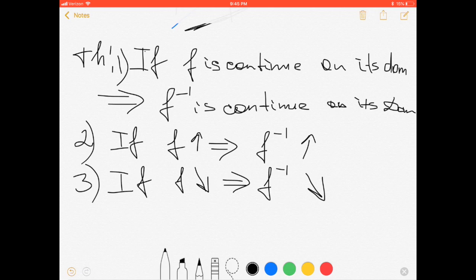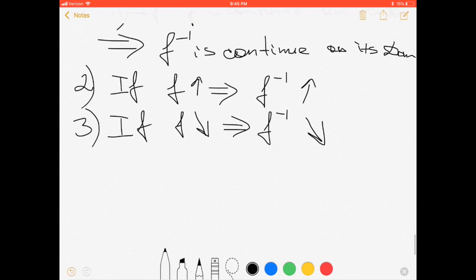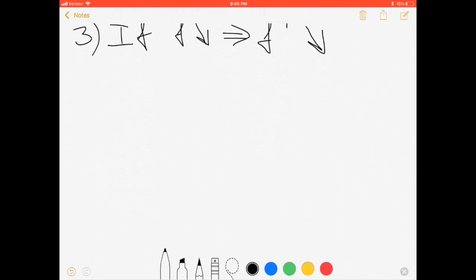The graph of the function and the inverse function are symmetric. This means if the graph is continuous, the inverse is continuous. If the function is increasing, the inverse function is increasing; if decreasing, the inverse is decreasing. Okay, and the last one, the fourth, gives us this kind of information.